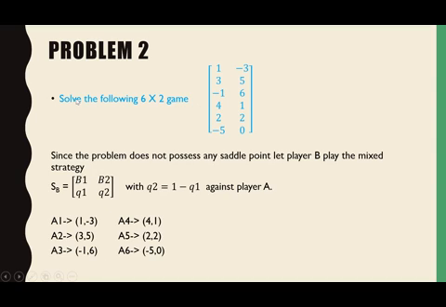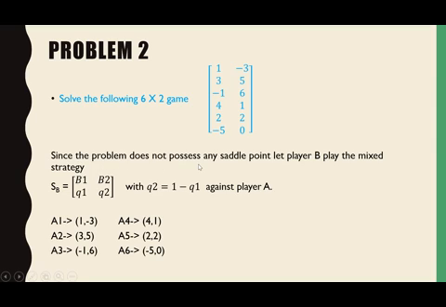So consider the next problem. Solve the following 6 cross 2 game. First check whether it has a saddle point. It is not having a saddle point. So therefore, check the structure of the problem. The problem is not a 2 cross 2 game. The structure is 6 cross 2. So in general, it is an M cross 2 game. If it is an M cross 2 game, then the upper envelope has to be considered.